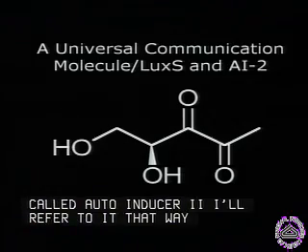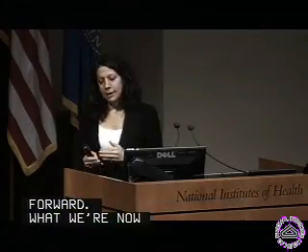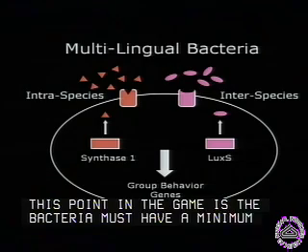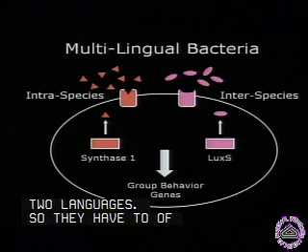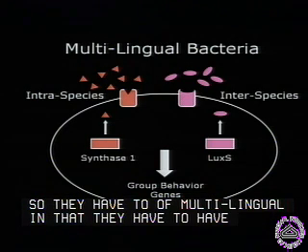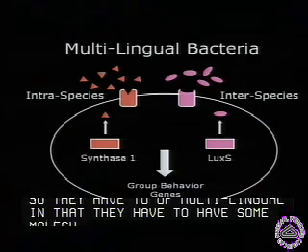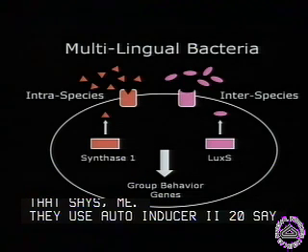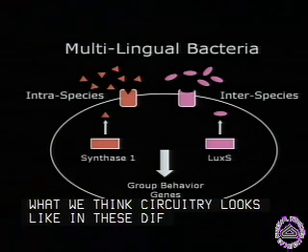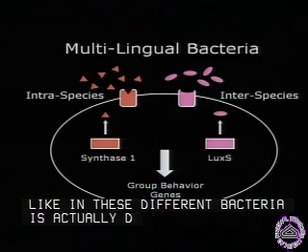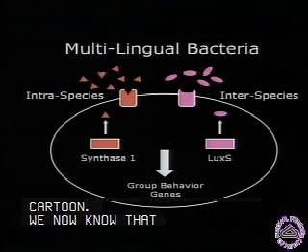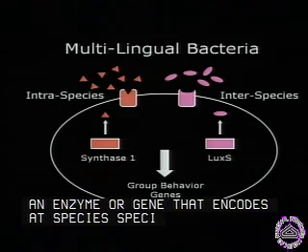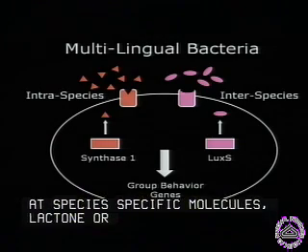So what we're now understanding at this point in the game is that bacteria must have a minimum of 2 languages. So they have to be multilingual, in that they have to have some molecule, a peptide or a homoserine lactone that says me. And then they use autoinducer 2 to say other. And so what we think the circuitry looks like in these different bacteria is actually depicted in this cartoon. We now know that bacteria have an enzyme or a gene that encodes a species-specific molecule, so a homoserine lactone or a peptide that gets detected by a partner receptor.